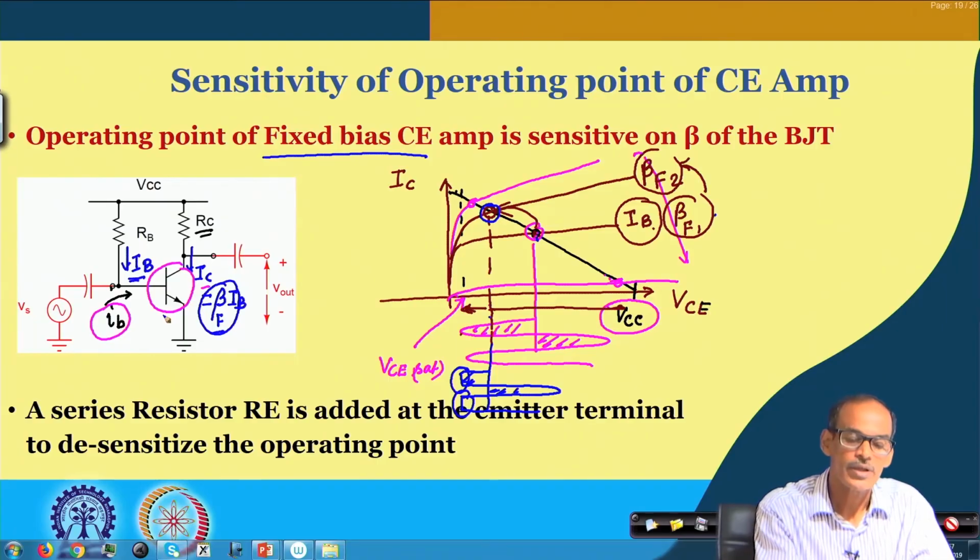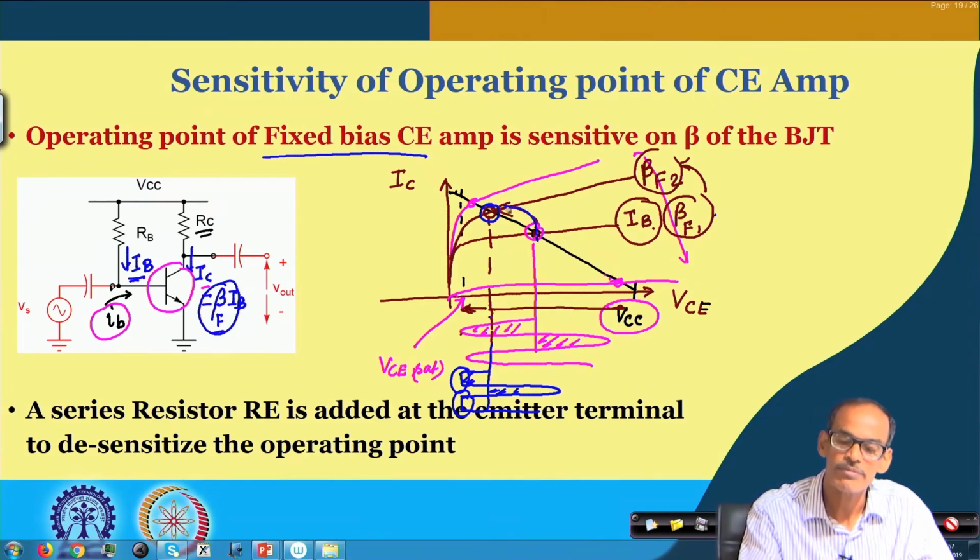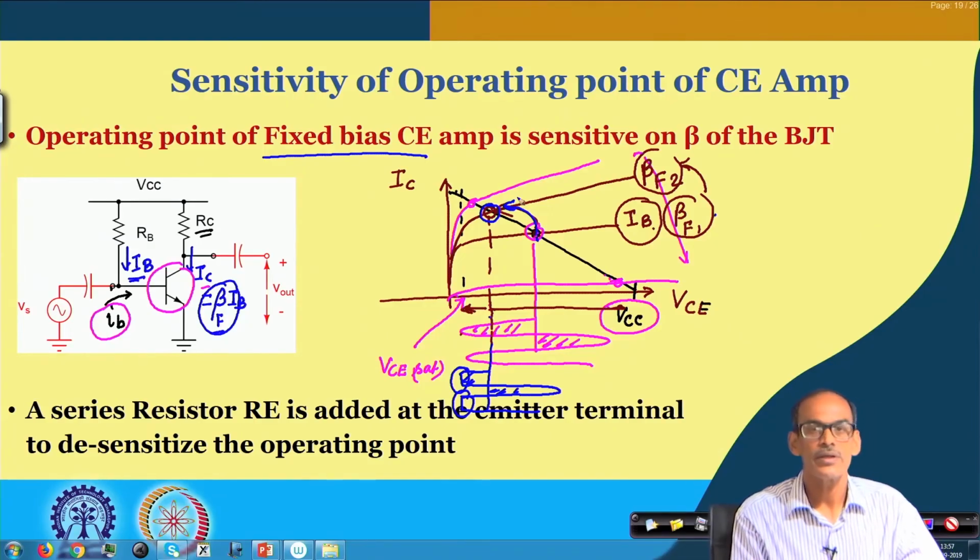So, in case the junction temperature of this BJT is increasing, this beta may increase. As a result, this operating point may be going up, and that may affect the Q point, the operating point of the circuit, drastically, which is referred to as the thermal runaway problem.